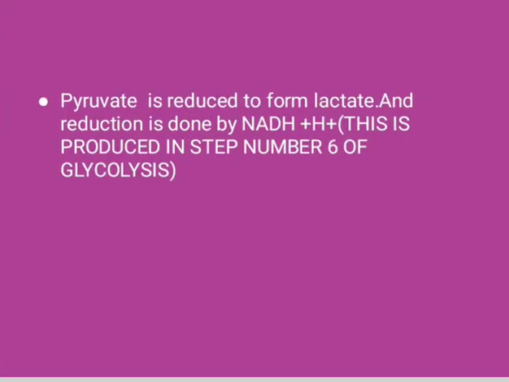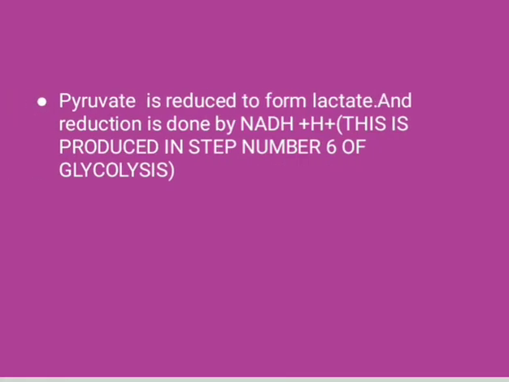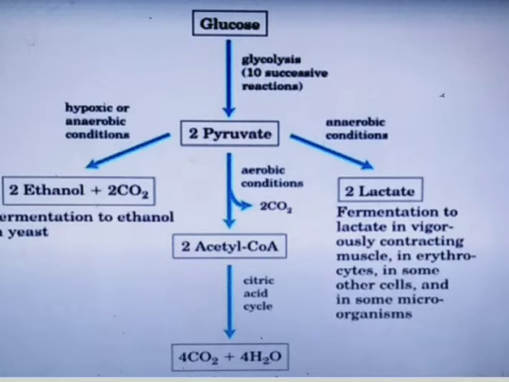Pyruvate is reduced to form lactate, and the reduction is done by NADH. This produces NAD positive, which is used in glycolysis. Lactic acid fermentation occurs in red blood cells because red blood cells have no mitochondria. This is a very important point: whenever our muscles are continuously working, then we have a lesser supply of oxygen, and our body does not form the required amount of energy, and so it does not enter into the TCA cycle, and thus it forms lactate. But our red blood cells continually form lactate. So lactate formation is continuously occurring in our body, because our red blood cells do not enter into the TCA cycle.